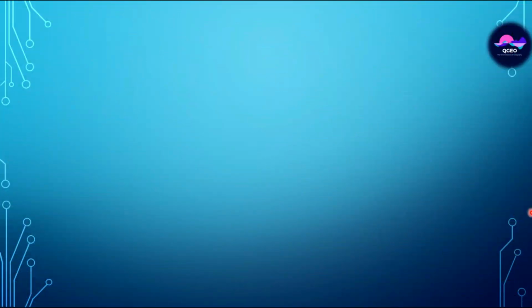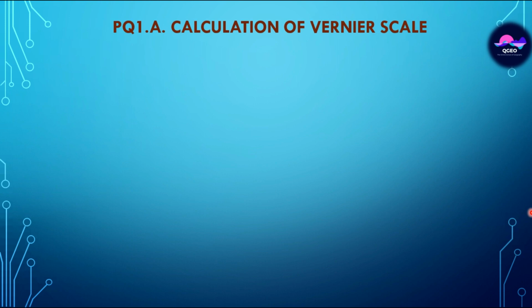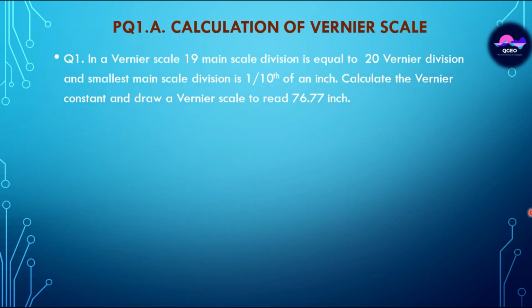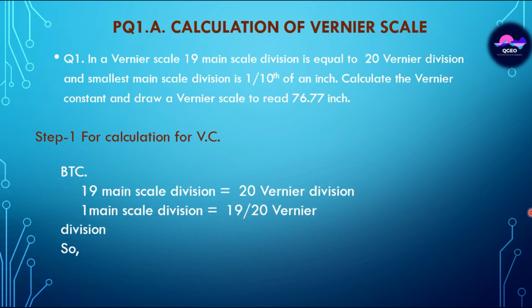Now the calculation part. Question 1. In Vernier scale, 19 main scale divisions are equal to 20 Vernier scale divisions. So for step 1, for calculation of VC, by the condition in question 1, 19 main scale divisions are equal to 20 Vernier scale divisions. So 1 main scale division is equal to 19 by 20 Vernier scale division. So VC is equal to 1 minus 19 by 20 of 1 by 10th inch, that is 0.005 inch.